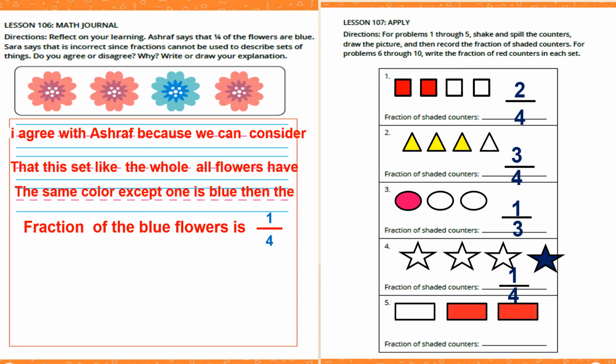Here I have 1, 2, 3 rectangles, 3 rectangles. 2 of them colored and 1 not colored. So how can I write this in the fraction? I will first write the fraction bar. Then the total of the rectangles, 3. Okay, and the number of the color parts, 1, 2. So I will write 2. So it will be 2 over 3.